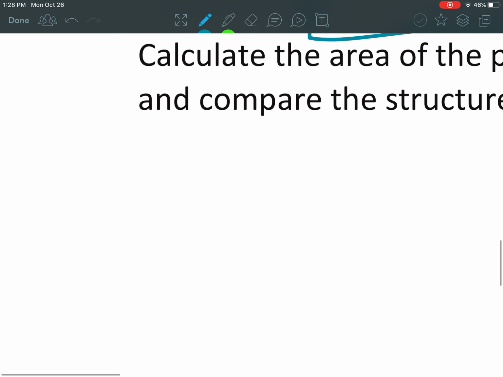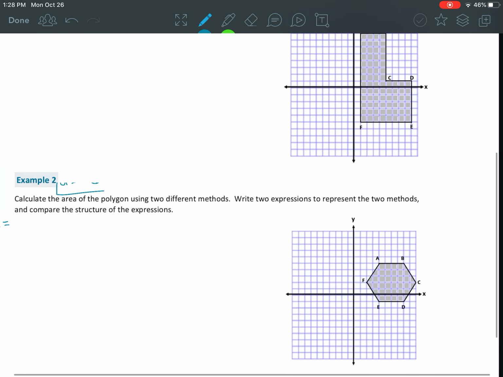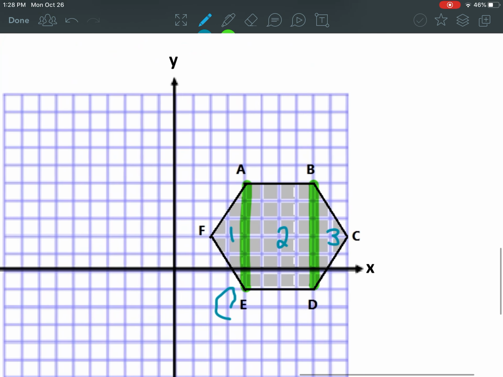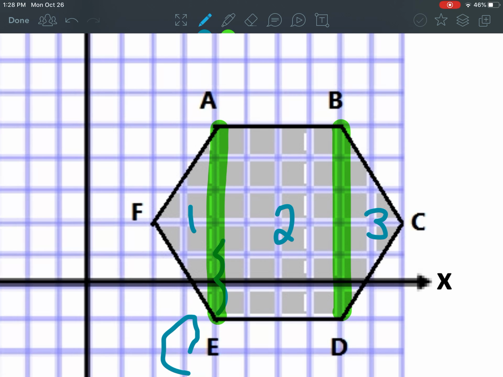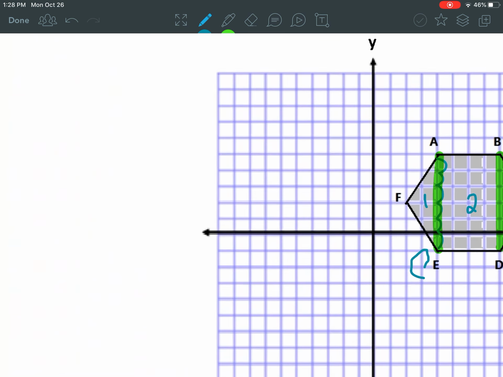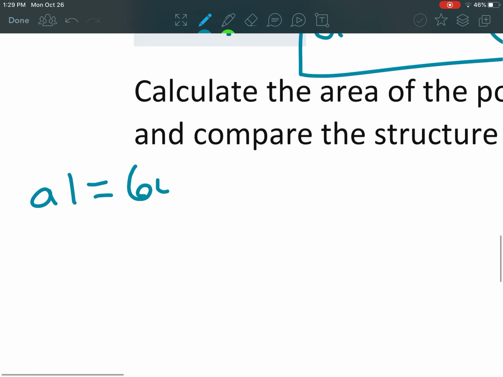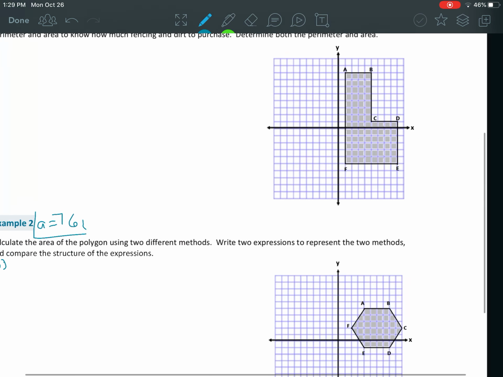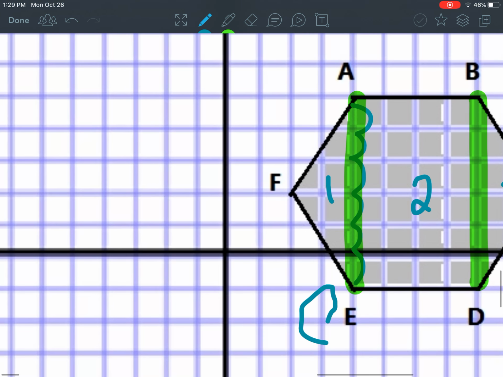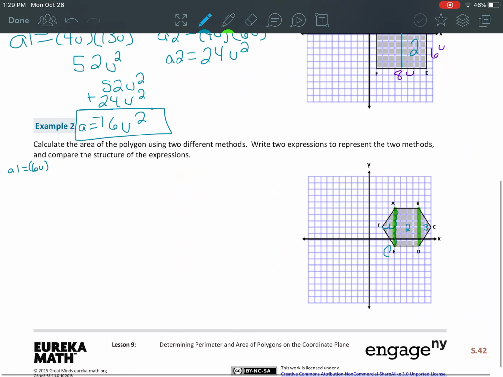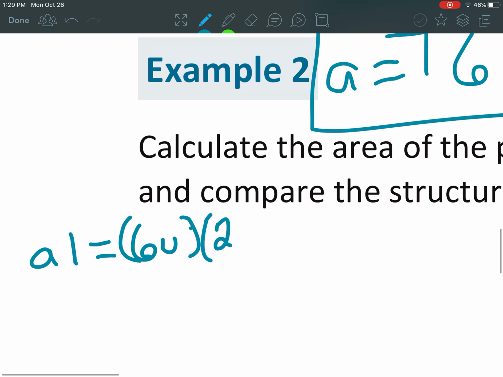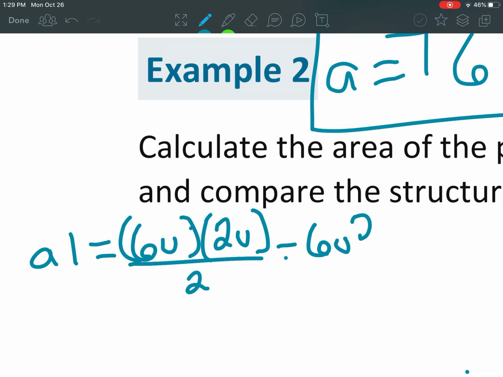So I have the area of 1. And our base here would be 1, 2, 3, 4, 5, 6. So our base is 6 units times our height, which would be 1, 2 units, divided by 2. So 6 times 2 is 12. 12 divided by 2 is 6. So it'd be 6 units squared.